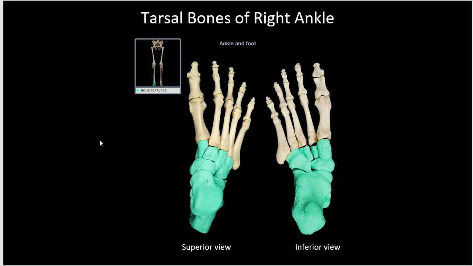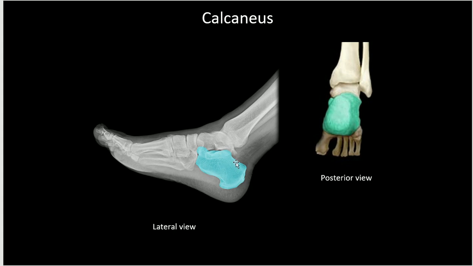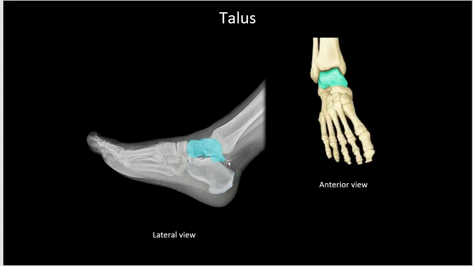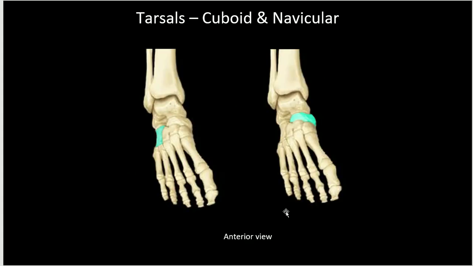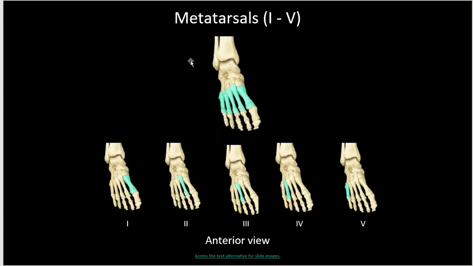Okay, so tarsal bones of the ankle. Right ankle specifically. We have the talus. Calcaneus, the heel bone. So remember, talus is right off the tibia and fibula. Calcaneus is the heel bone. We have the cuboid and the navicular, which is boat-shaped. The 3 cuneiform, so lateral, intermediate, medial. Know that there are 3 cuneiform tarsals. Then we have our metatarsals. 1, 2, 3, 4, and 5.